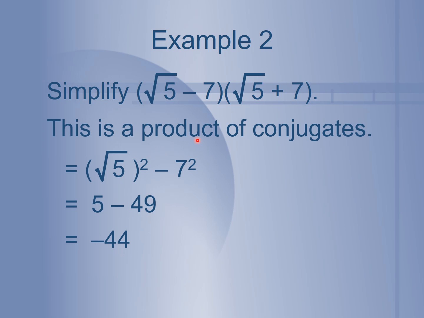If that still confuses you, that's okay. You can still do the FOIL method or the box method to do this problem. So this is kind of just like a shortcut to make it go a little bit faster. If you can recognize that this is a product of conjugates, therefore it has to be the difference of squares, then it's going to go a little bit faster. But if you want to just multiply it using the FOIL method or the box method, you can do that.